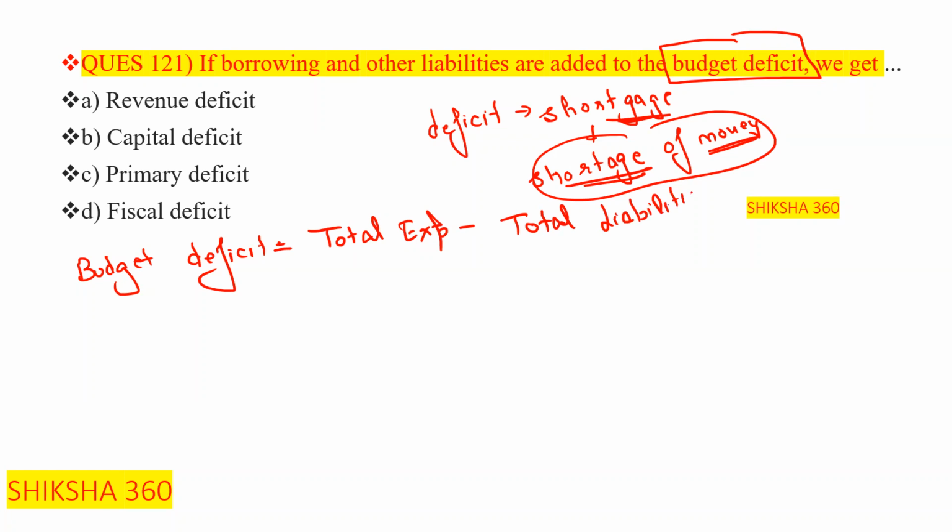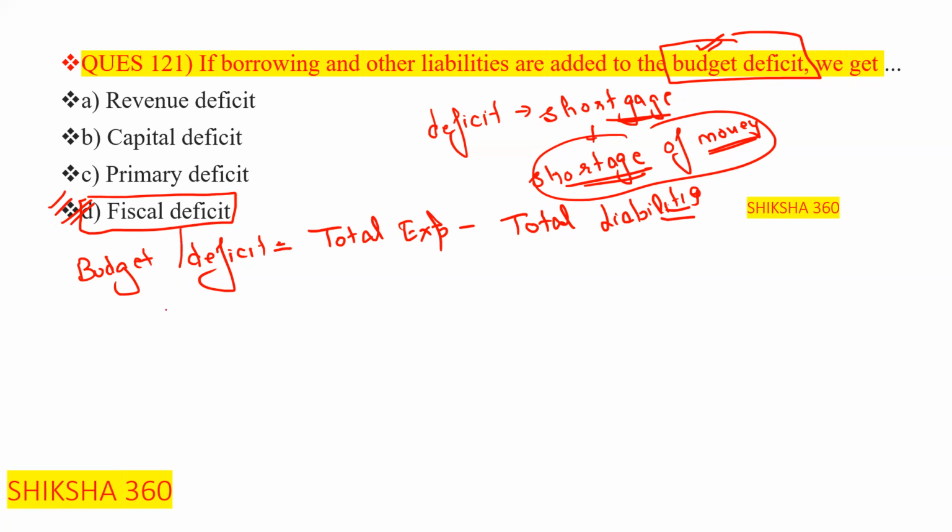Total expenditure minus total liability, that is budget deficit. Clear? If borrowings and other liabilities are added to the budget deficit, then it is known as the fiscal deficit. Clear? So option number D is our answer. That is fiscal deficit.